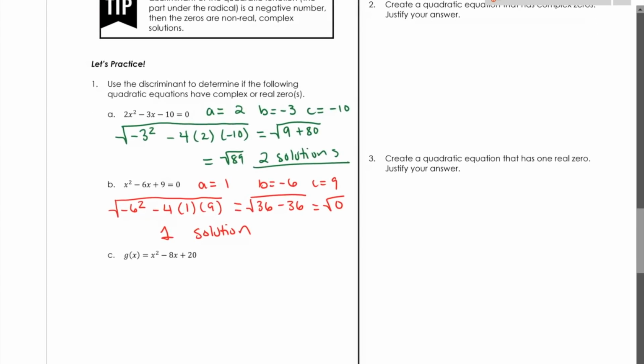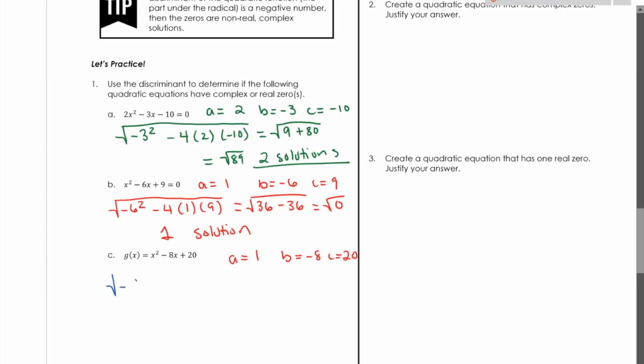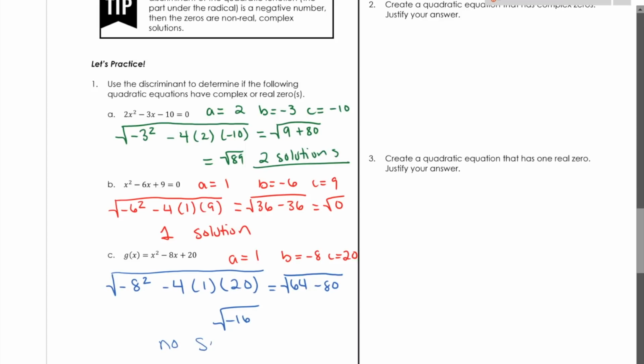Okay. Next, I have x squared minus 8x plus 20. So I'm going to identify my a, which is 1, my b, which is negative 8, and my c, which is 20. Okay. So I use my formula one more time. That's a negative 8 squared minus 4 times a times c. Okay. Negative 8 times negative 8 is going to give you 64. And negative 4 times 1 is negative 4. And negative 4 times 20 is going to give you negative 80. So that means you have 64 and you have negative 80, so you have a negative 16 total. And remember, if I have a negative answer, therefore I have no solution. No zeros.